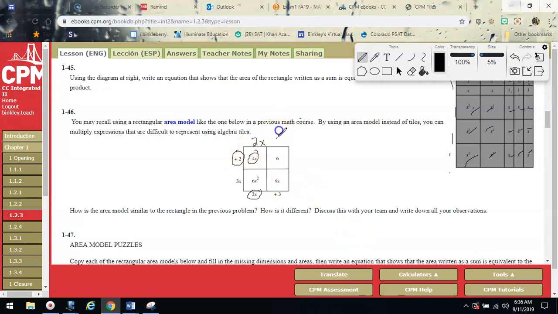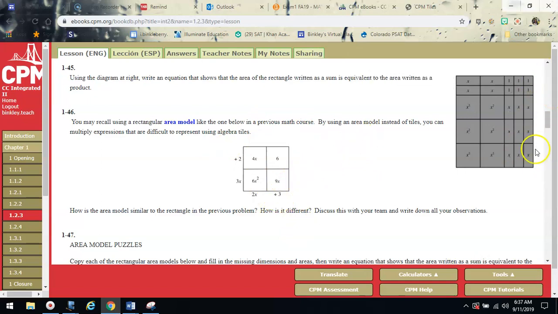If it's a 3 down here, it's also a 3 here. That's why the 2 times the 3 is 6 here. 3x times 2x, 3 times 2 is 6, and the x times the x creates this x squared. 3 times 3 is 9, and then there's only one x, and then 3 times 2 is just 6, okay? And it just kind of wants you to talk about how it's the same as what we did and how it's different.